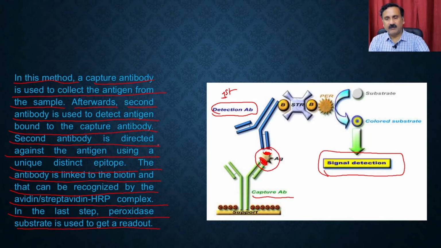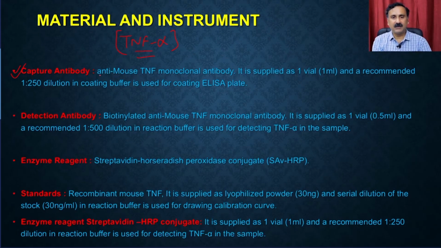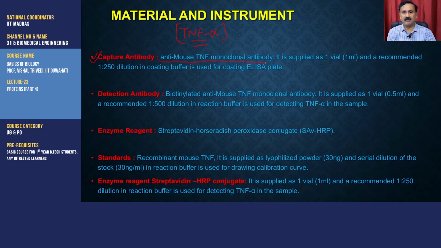Now if you want to perform this, what are the things you require? You require the capture antibody. For example, in this case we are showing you the measurement of TNF alpha, right. In this case you use the anti-mouse TNF alpha monoclonal antibody, and when you purchase the kit, it is supplied as a 1 ml vial, and it is recommended to use at 1:250 dilution in a coating buffer.